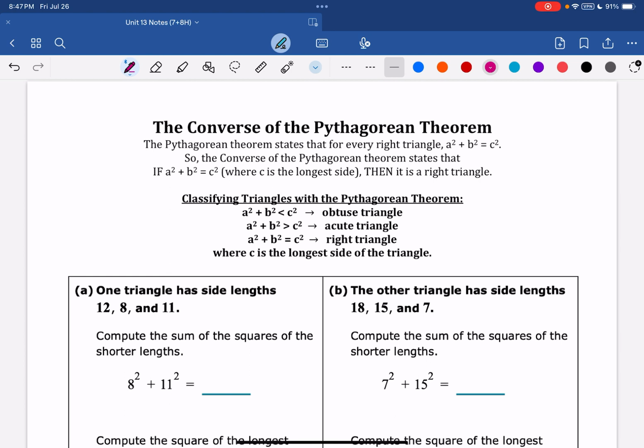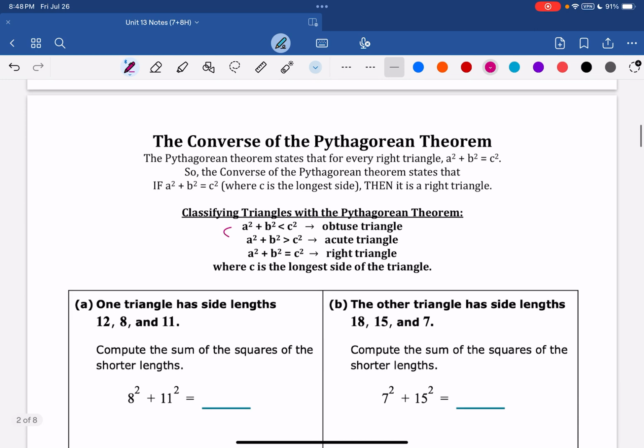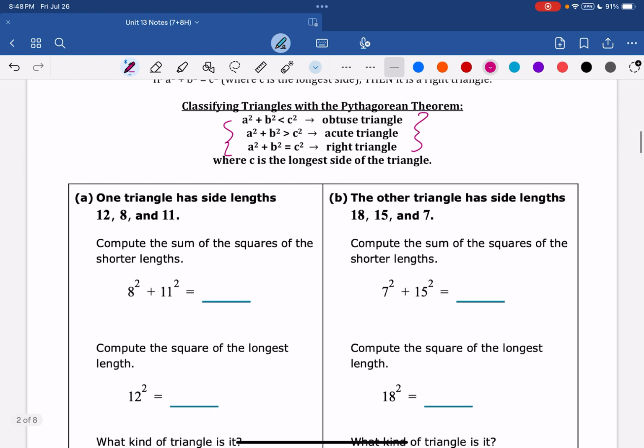c is always going to be the longest side of the triangle. So if we're given side measures, we just have to take the two smaller sides and square them, and the answer compared to the longest side squared will determine whether it's an acute or an obtuse triangle. So if c squared is bigger than the sum of the squares of the legs, or the shorter sides, it's obtuse. If the sum of those is bigger than c squared, then it's acute. So we're just going to be looking basically right there.